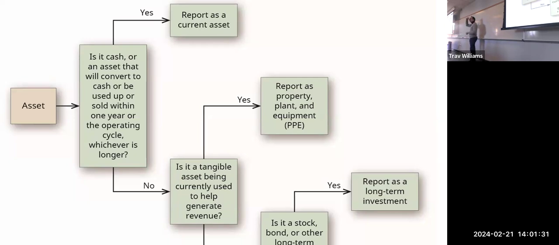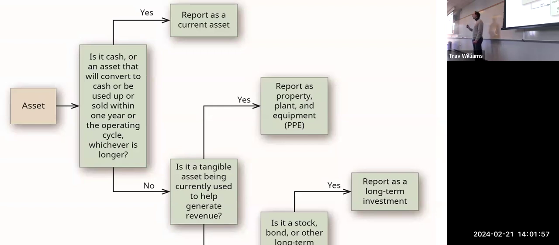And investors and other people that look at financial statements like to understand what types of long-term assets they're looking at. And the same thing can be done with liabilities. You can break out your liabilities into current and long-term. So if you're not sure what category or what classification an asset falls into, this chart could be really helpful.